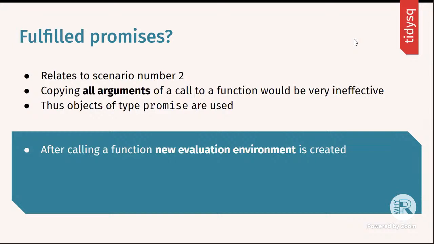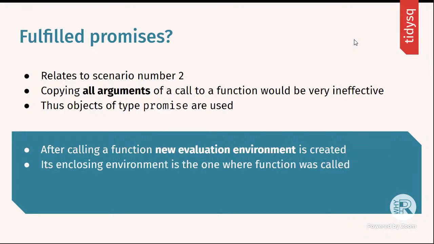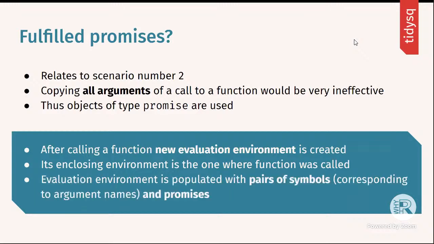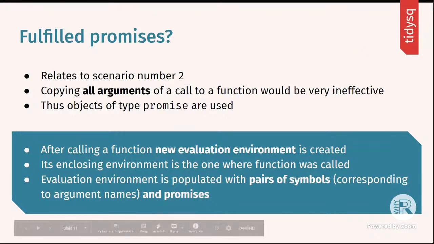Well, we get a function. An evaluation environment is created. This evaluation environment has, of course, an enclosing environment, and that's the environment from where we call the function. This evaluation environment has to hold all the arguments we pass to the function, and also all the variables we create within the function. About arguments, we could do something like that, and R does this. It populates the evaluation environment with pairs of symbols equal to all the arguments of the function, and promises associated with those symbols instead of typical objects.